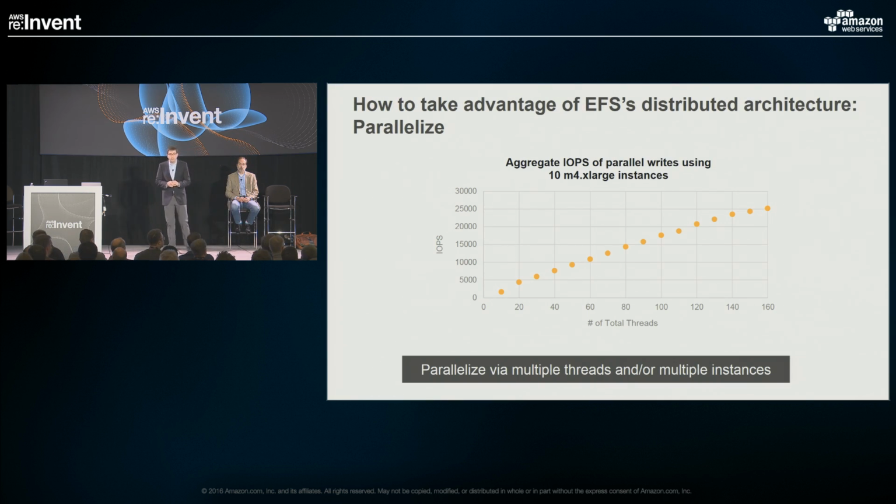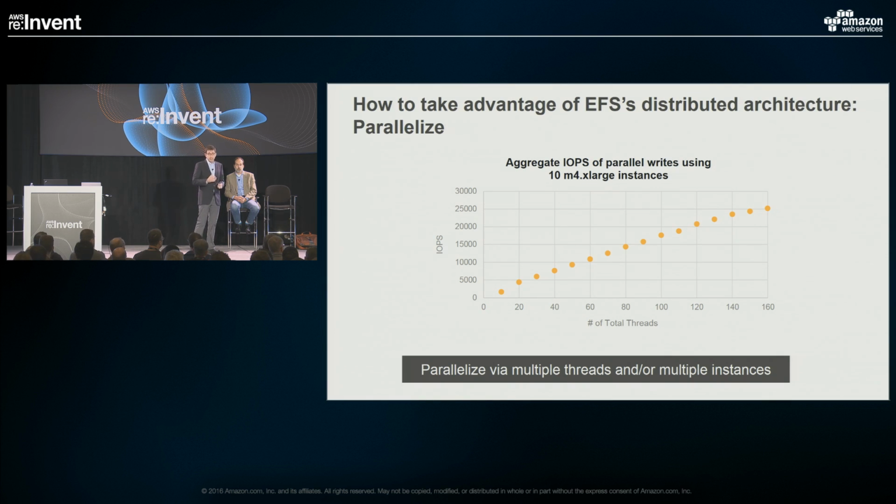EFS is designed to process high volumes of concurrent operations in an effective way. One way to drive high levels of throughput or IOPS is to do it via parallel operations that you're throwing at EFS concurrently. You can do that via multiple threads on a single EC2 instance, or if you want even more parallelization, you can do it on multiple threads across multiple EC2 instances. This graph illustrates that. In this graph, we held the I/O size constant. We're showing the creation of 4K files.